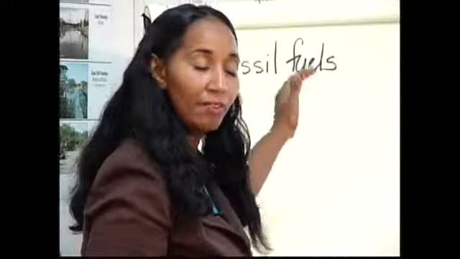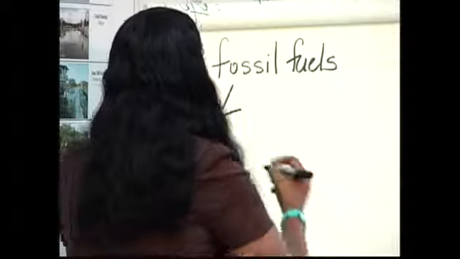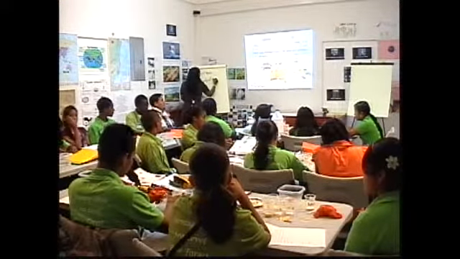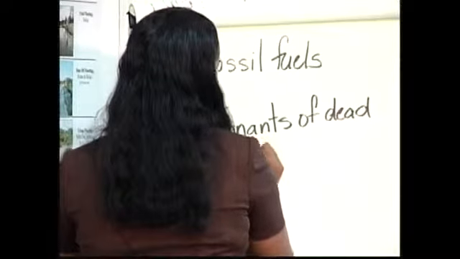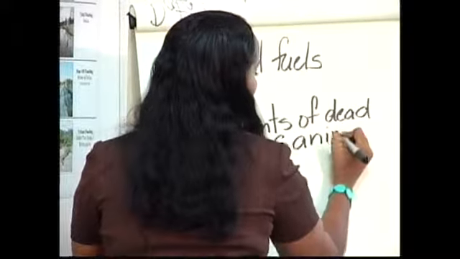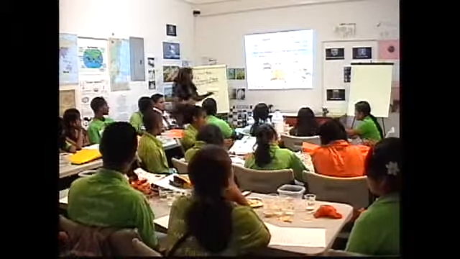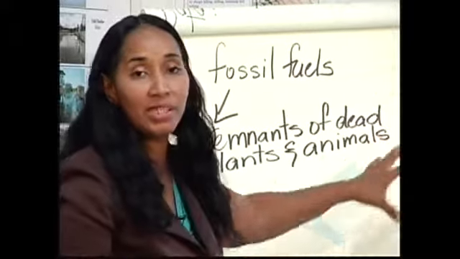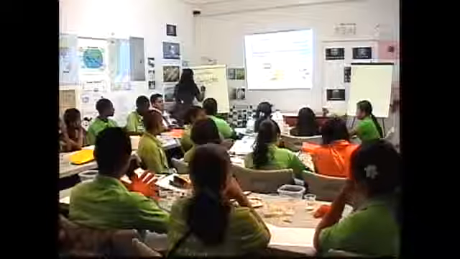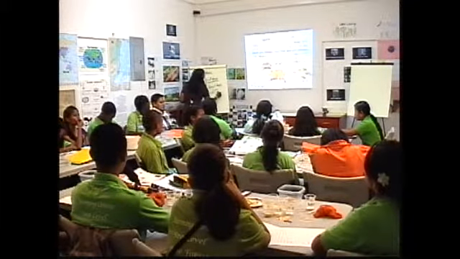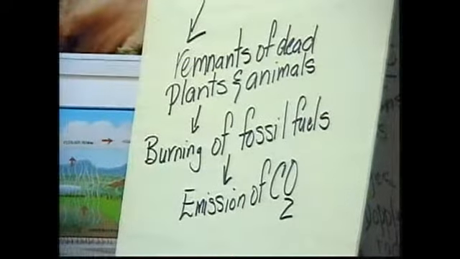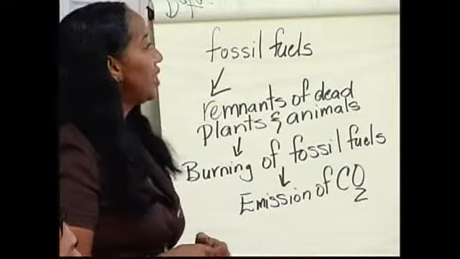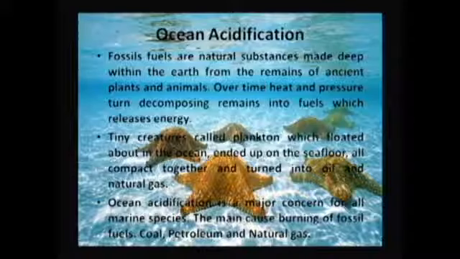So fossil fuels are the remnants of dead plants and animals. Thank you, Elston. Remnants of dead plants and animals that have been cemented over the years and have formed oil, fossil fuels on the ocean's floor. When we burn fossil fuels, they release carbon dioxide into the air. It says fossil fuels are natural substances made deep within the earth from the remains of ancient plants and animals. Over time, heat and pressure turn decomposing remains into fuels, which releases energy.